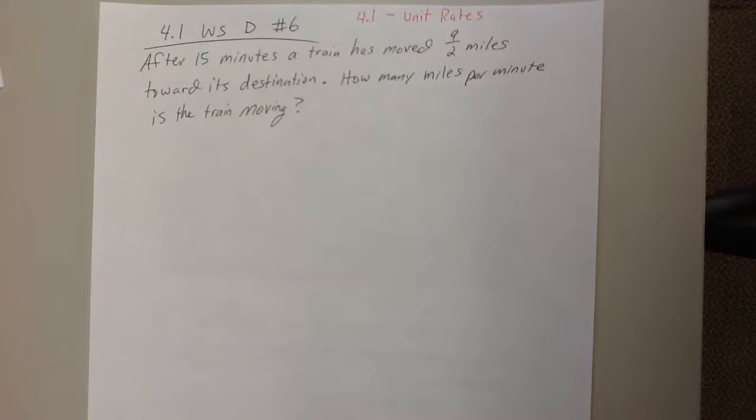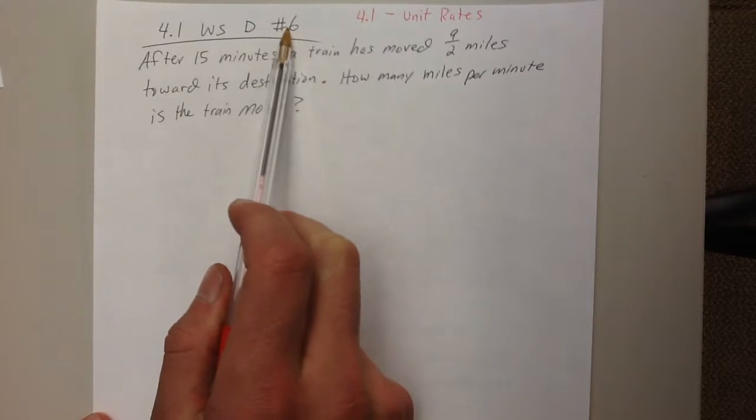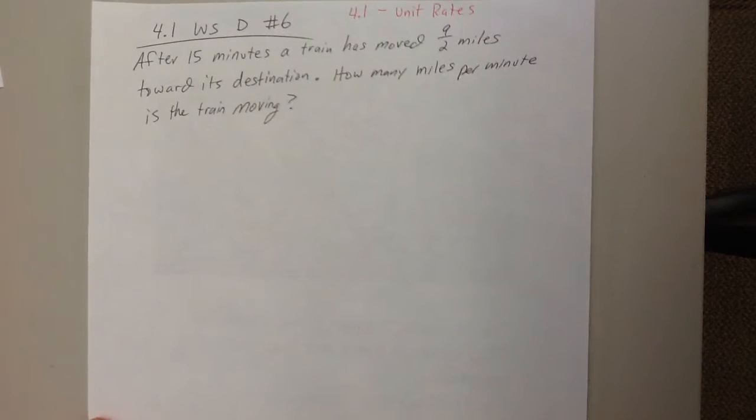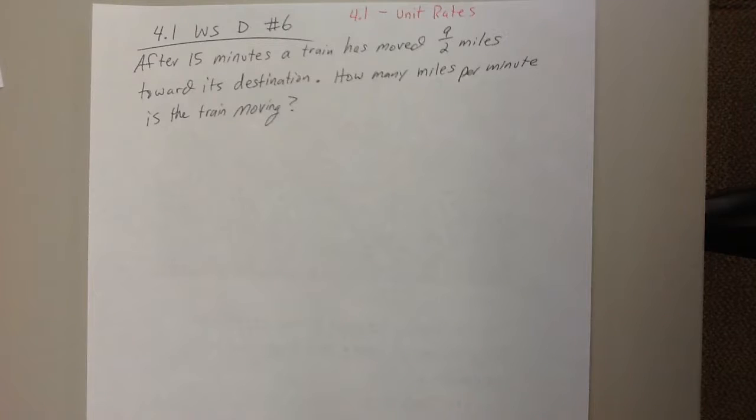Okay, 7th grade, I'm going to do a couple examples from lesson 4.1 on unit rates. The first one comes from 4.1 worksheet D. This is number 6. It says, after 15 minutes, a train has moved 9½ miles toward its destination. How many miles per minute is the train moving?